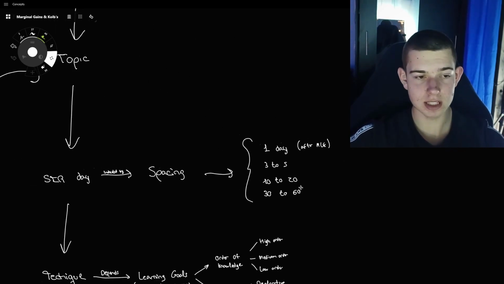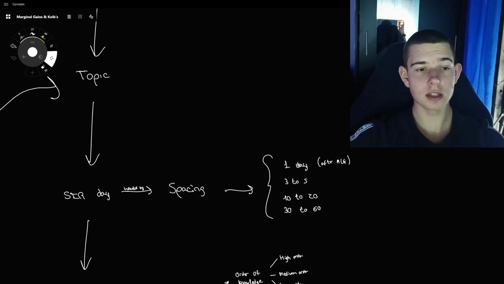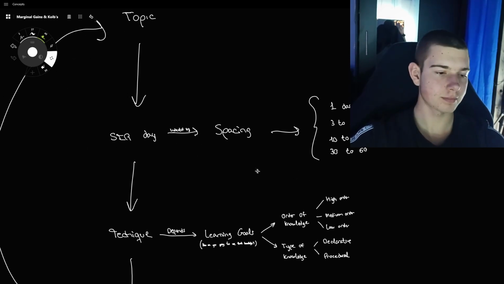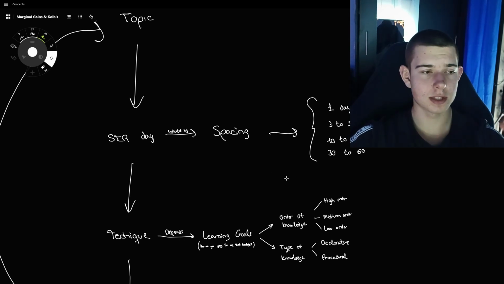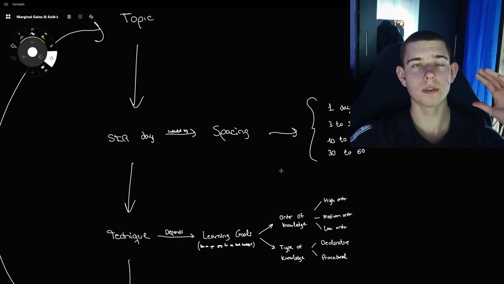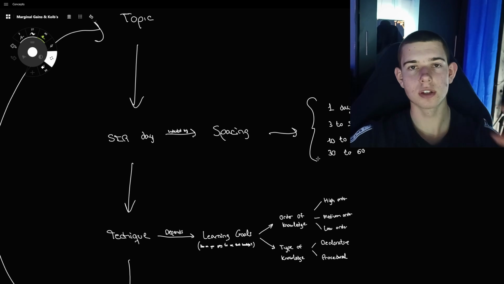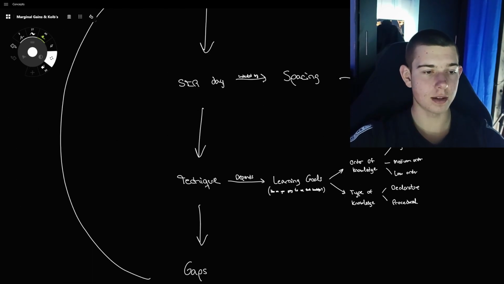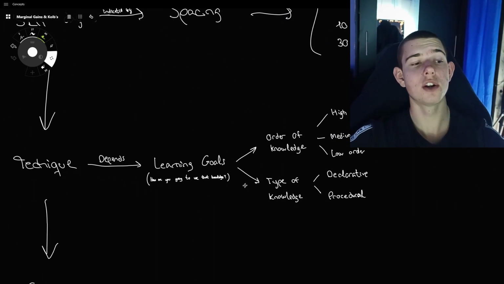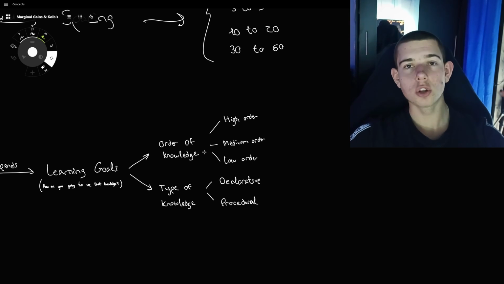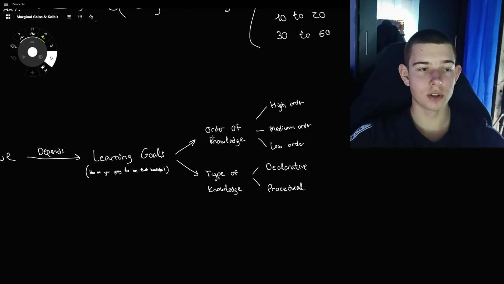And here's the spacing that I'm going to use. After the main learning event, after 1 day, I'm going to test myself with a technique. The main objective of this study session would be to find gaps in my knowledge and note them down. And then I'm going to use a technique that depends on my learning goals. What do I want to use the knowledge for? Why do I want to learn the knowledge? Where am I going to use it?